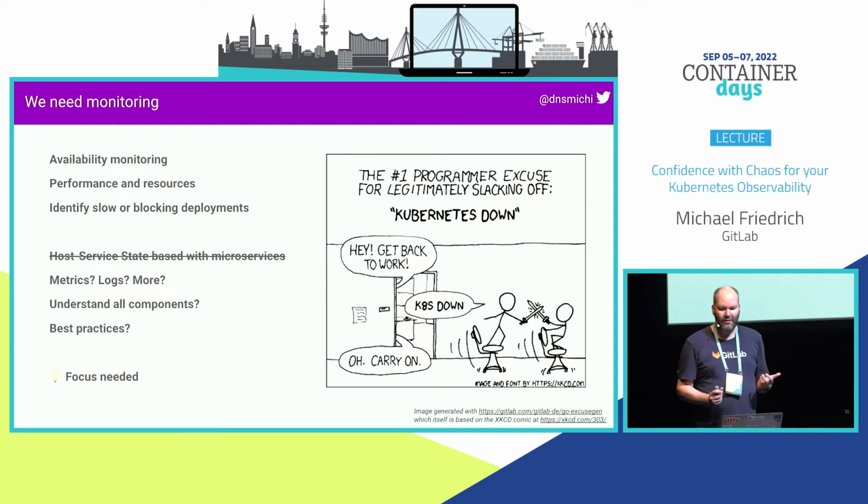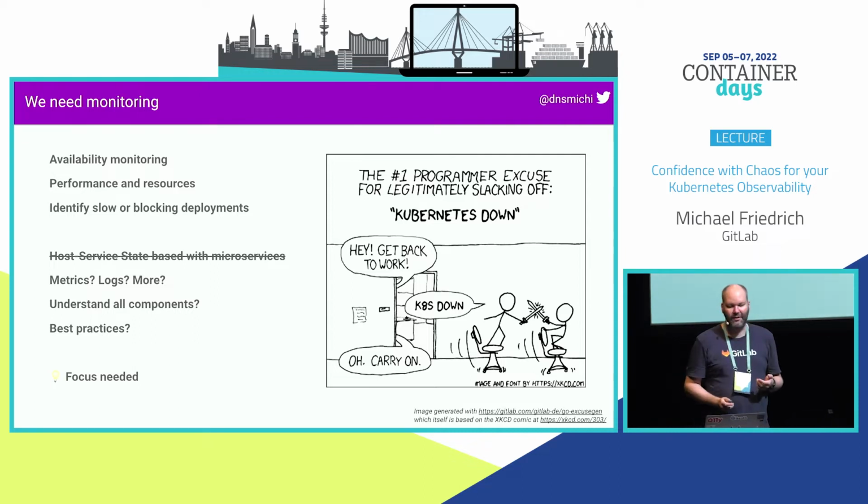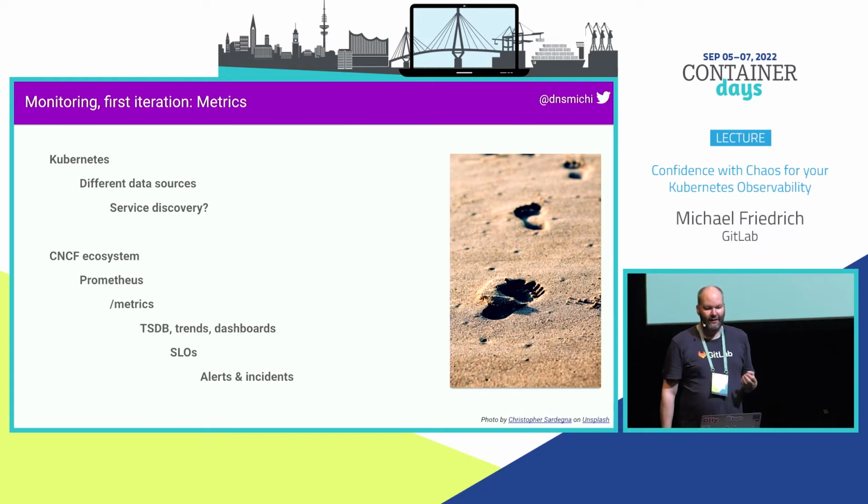Do we need to understand all the components which are running to really feel that everything is working? Maybe, maybe not. What are the best practices? And it can get overwhelming, so we really need to figure out what is important now and what can be done later on. So in the first iteration, Kubernetes has many different data sources. We can use service discovery.